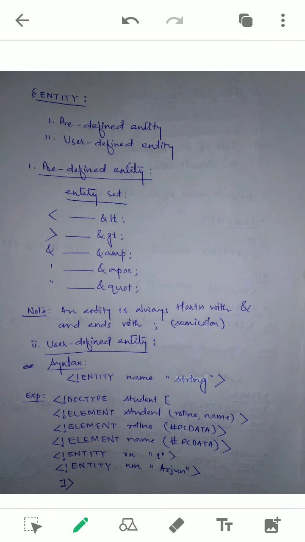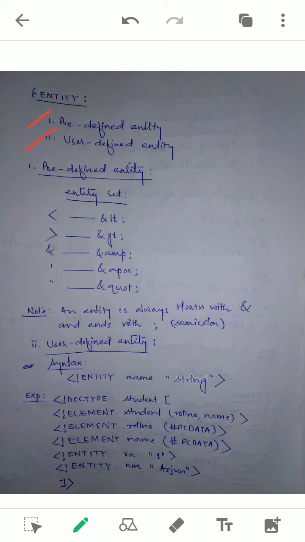The definition of entity you may get in the book, it is there. What is this? It is a set of characters which will represent another set of characters. That is the definition of your entity. You can see there are 2 types of entity, predefined and user defined.